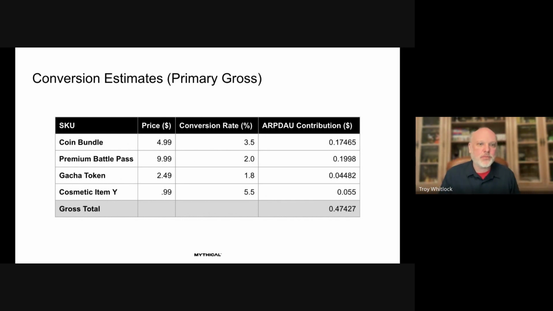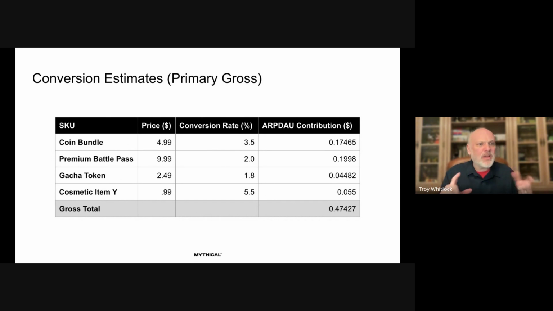I've just listed out every SKU in my game. I've got a coin bundle, a battle pass, some gacha tokens. And each of those has a price. So the coin bundle's $5 and the battle pass is $10. And then there's a conversion rate. On a per day basis, what percentage of your DAU are actually going to buy that coin bundle? And these are all just made up numbers, by the way. These don't really correlate to any actual, so don't put any stock in these. But then taking that conversion rate times the price gives you an ARPDAU contribution. So basically 3.5% of $5 is 17 cents.